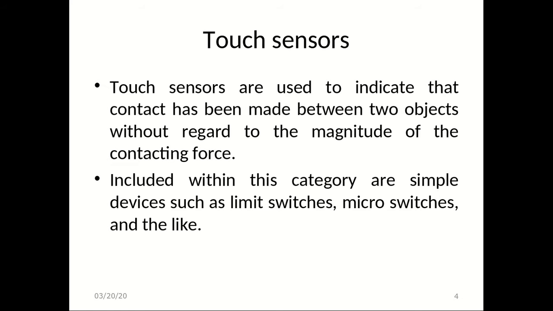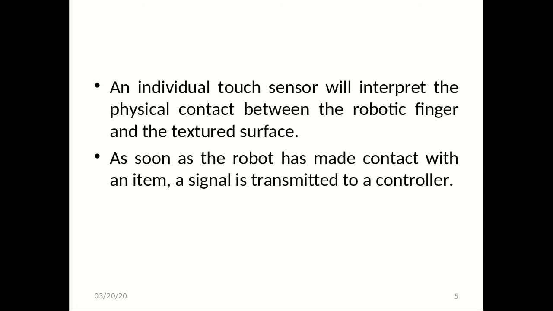Touch sensors are used to indicate that contact has been made between two objects without regard to the magnitude of the contacting force. Here we cannot identify the contact force, but we can identify a simple touch or simple contact. So it can be fabricated using a limit switch or micro switch. Working is the same as a simple switch. When a switch is touched or closed, a signal will be generated. With this signal, we can identify whether the contact is made or not.